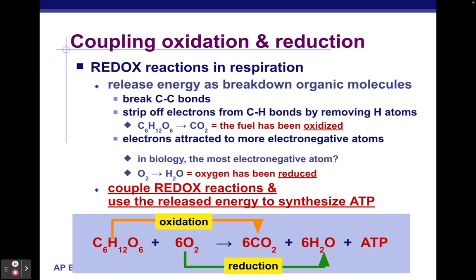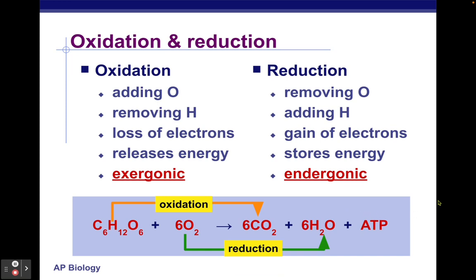Bear with me, guys. What's going on with my cursor? Here we go. Oxygen. All right, so oxidation and reduction. We're comparing the two, so draw yourself a little T-chart here. Oxidation is adding an O, removing an H, loss of electrons, release of energy, and it's an exergonic process. When we're talking about reduction, we're removing an O, adding an H, gaining electrons, storing energy, and it's an endergonic process. Go ahead and take a look at that.